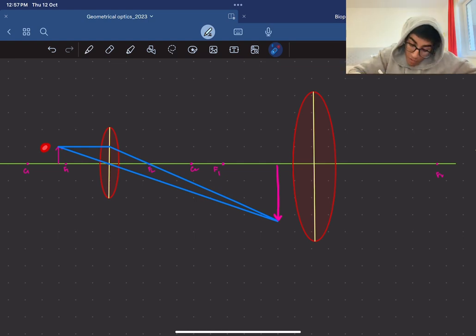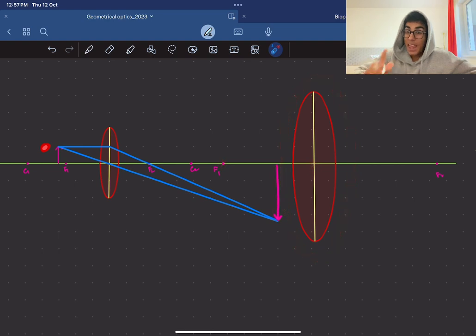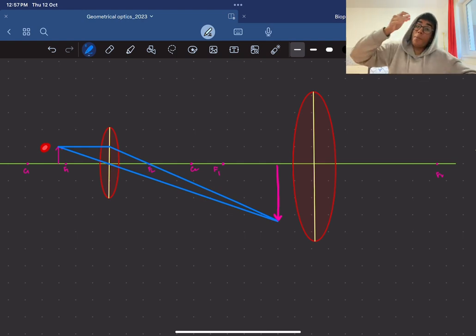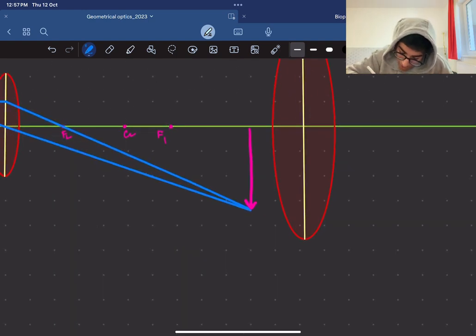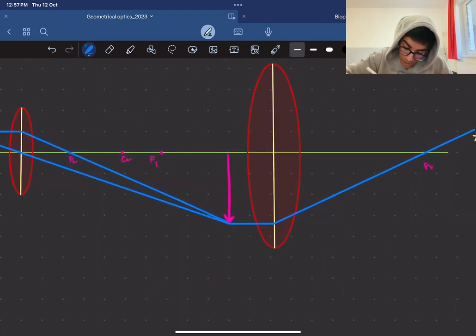But you see, for the second lens, the image is formed in between the F and the lens. That means this image acts as an object for the second lens. So let's take a parallel ray right here. We're going to take one parallel ray coming from the real image, and that's going to go through the focus, and then we're going to take one going through the center just like that.